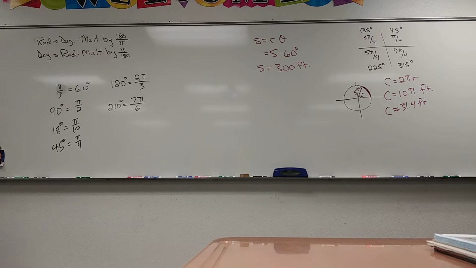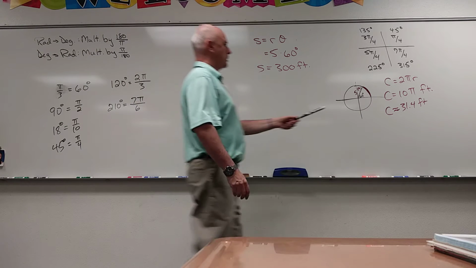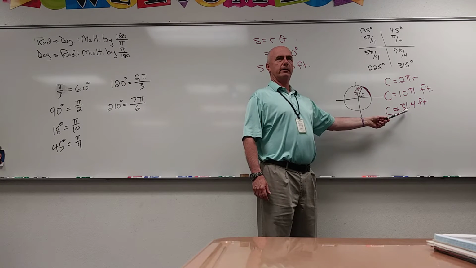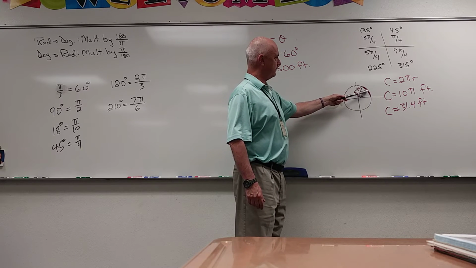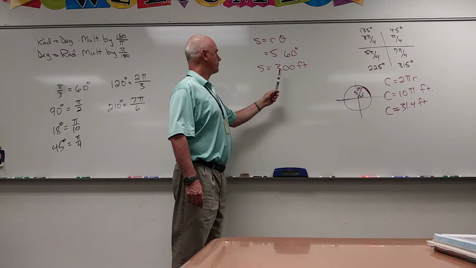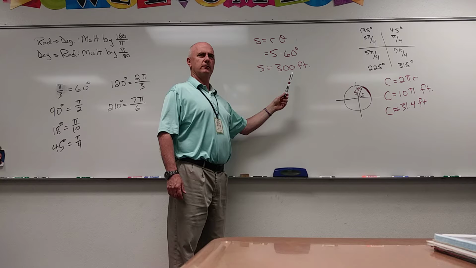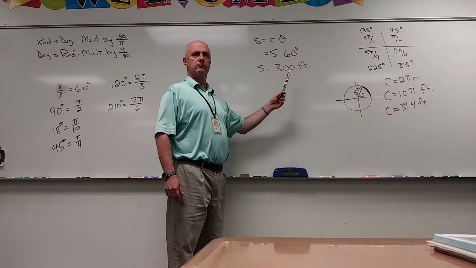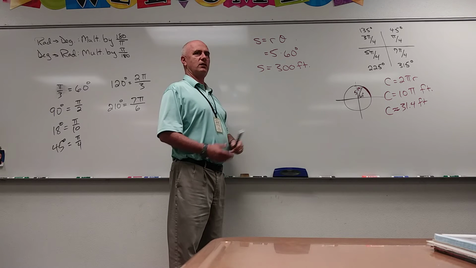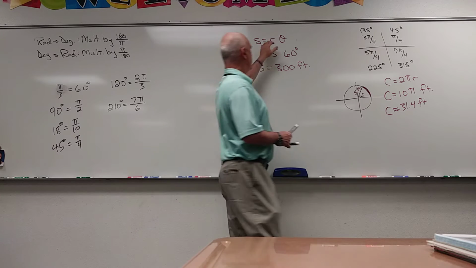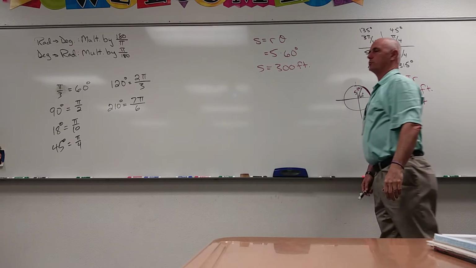How can the arc... Oh, yeah, that is a problem, isn't it? The circumference of the circle is 31 feet. But the arc length of a small portion of that circle is 300 feet. That doesn't make any sense. Because it's not in radians, we're using 60 degrees.